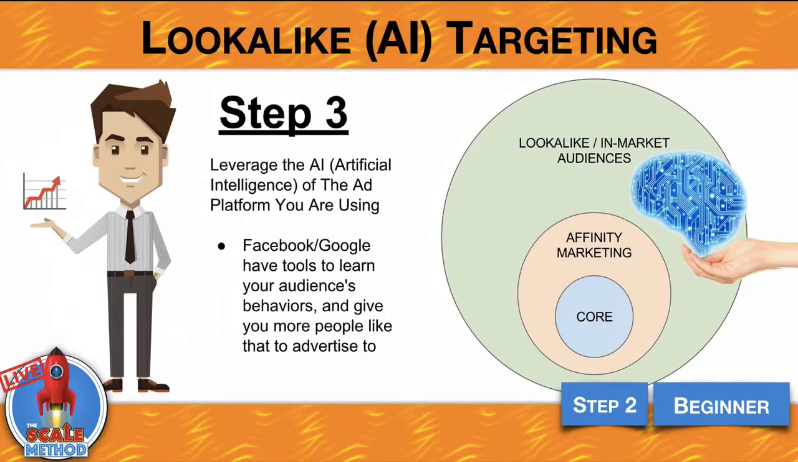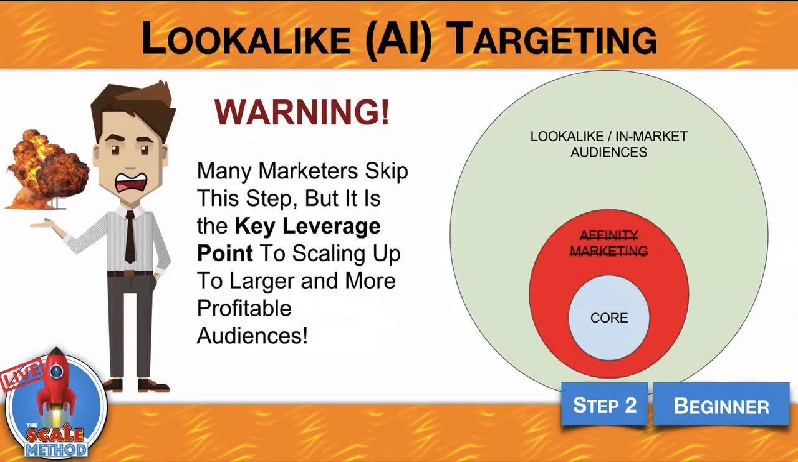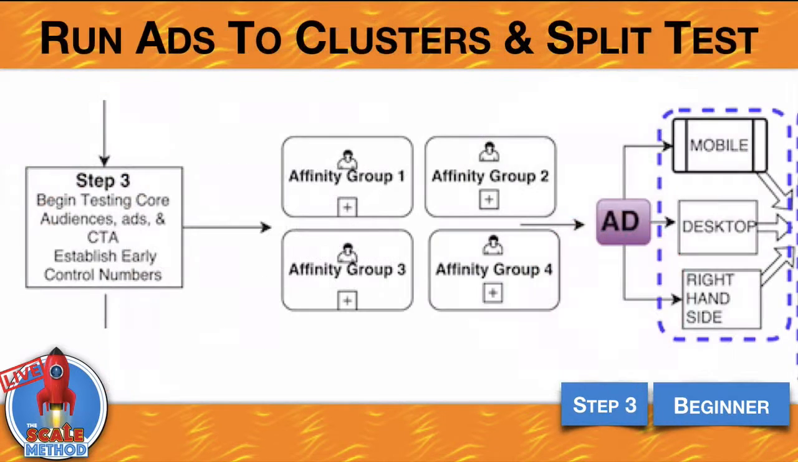Step 3 is when you start creating these lookalike audiences you may have heard about. This is really at the genius level. This is where the artificial intelligence of these major platforms really starts to do all the work for you. Here's the problem though. Many marketers skip this step, but it's the key leverage point to scaling up to larger, more profitable audiences. You want to make sure you get the affinity marketing right.